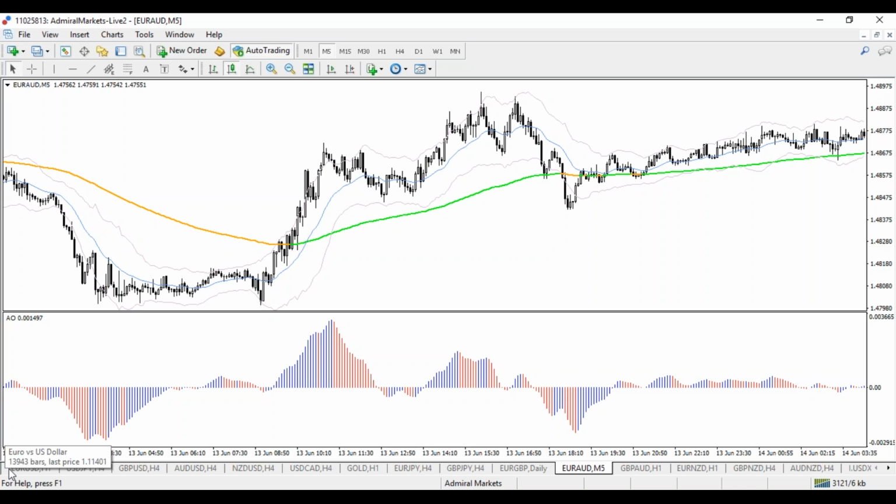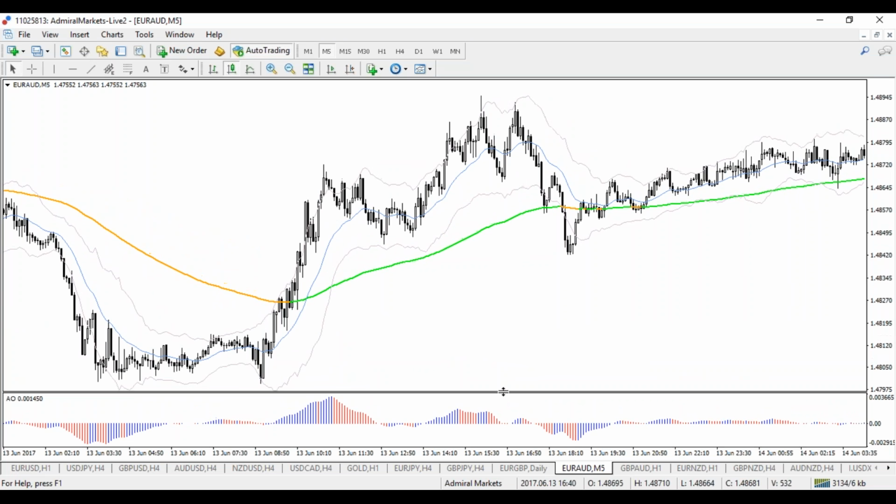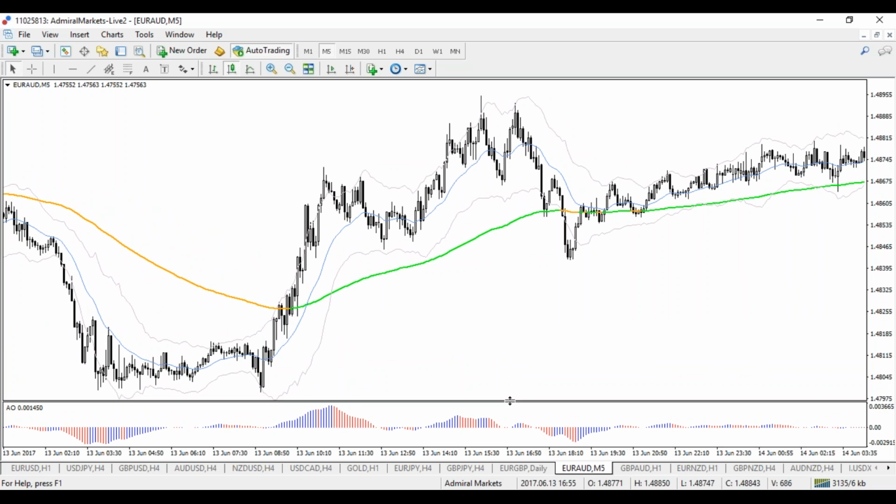All right. So I hope that helps a bit at least. It does take some practice to find those swings, but eventually it will become more natural. I think the Awesome Oscillator is really one of the best ways to deal with that and make it more mathematical in a way.